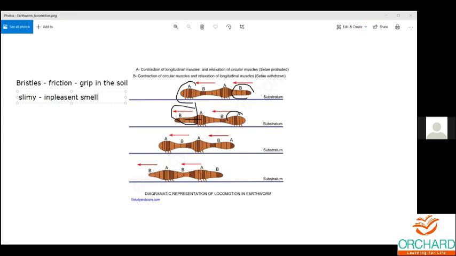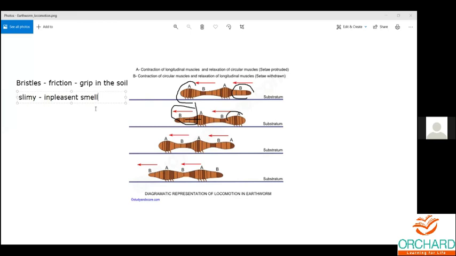Why? Because it is moving with the help of muscles, and because of that they secrete a slimy layer on top of themselves, so that no bad friction is caused. The unpleasant friction will not be there. Because of that they secrete the slimy substance on top of them, and that helps in the movement of the earthworm. So this is how the earthworm movement is done.